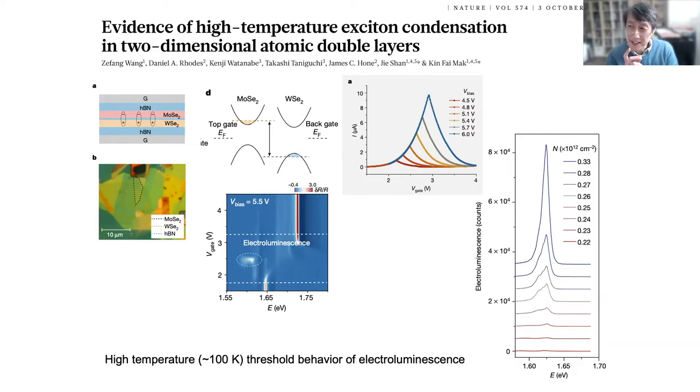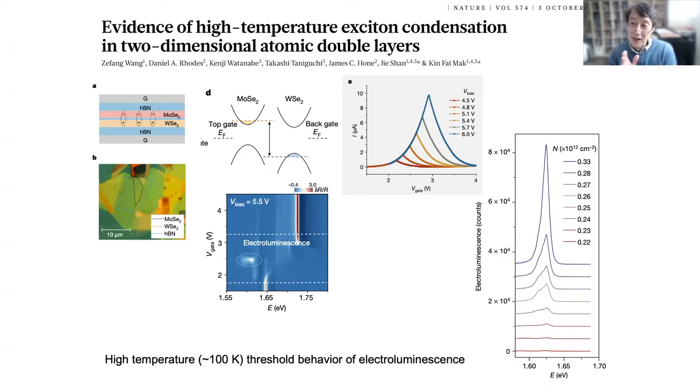However, the evidence is still rather indirect, because what they see is not the coherence of the interlayer exciton emission, but somehow it is converted to the intralayer trion. So these are somehow indicative. It's not yet clear whether it's the smoking gun evidence of exciton condensation. But this gives us a lot of hints about where we can go, right?